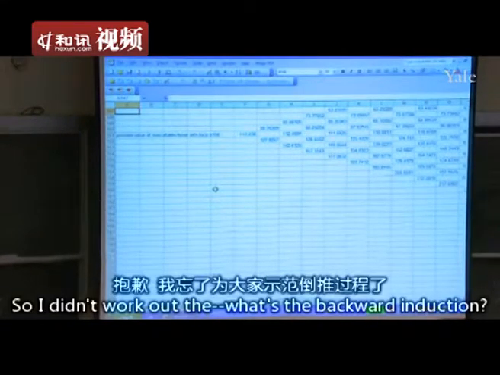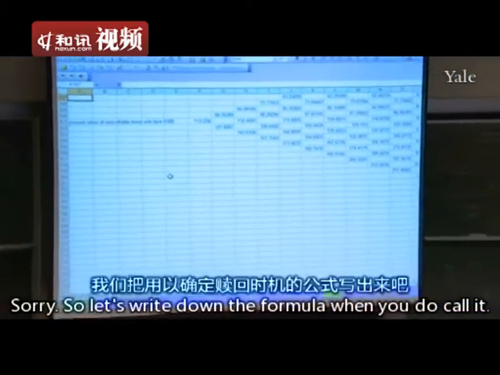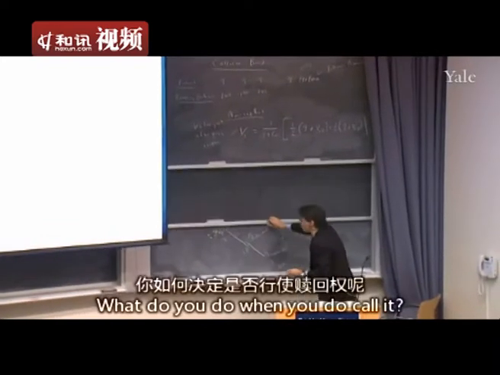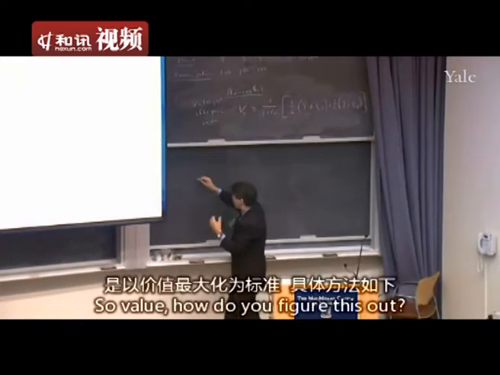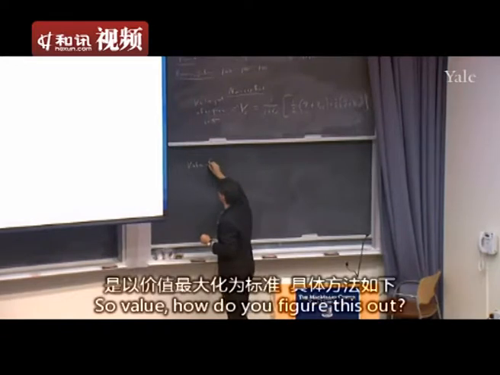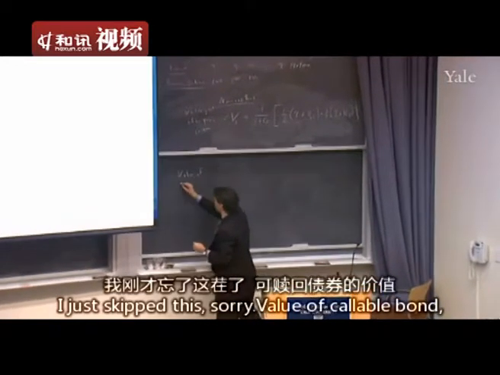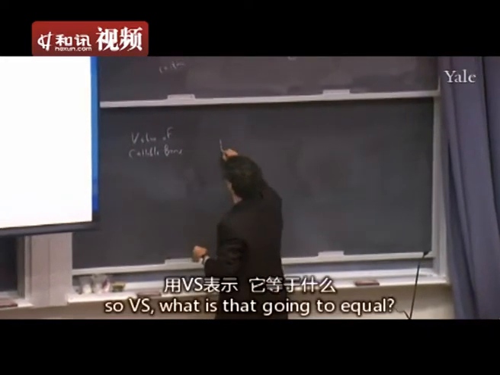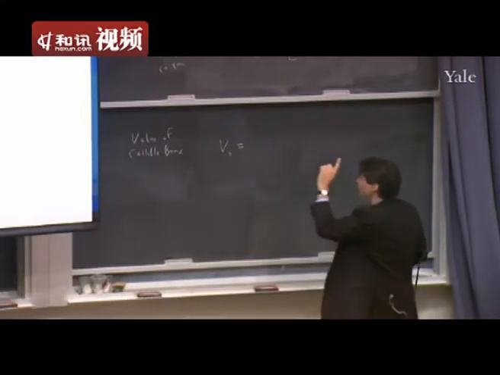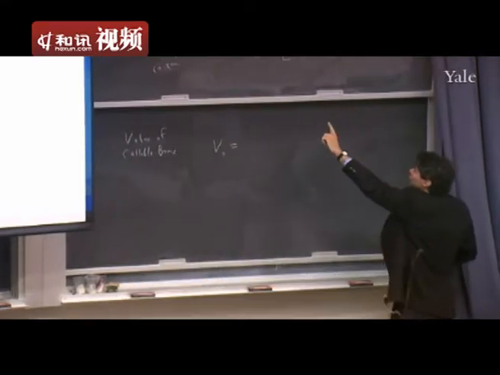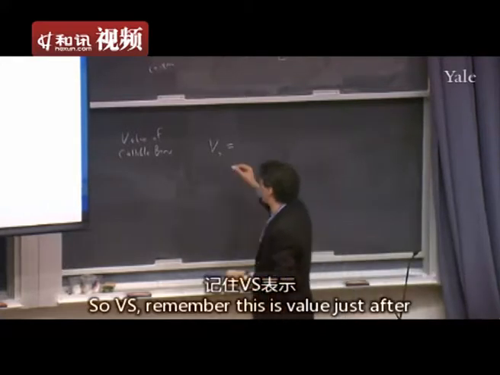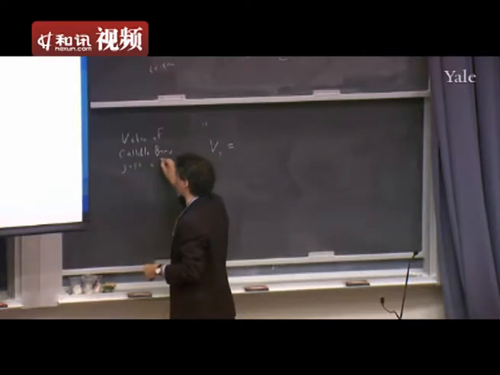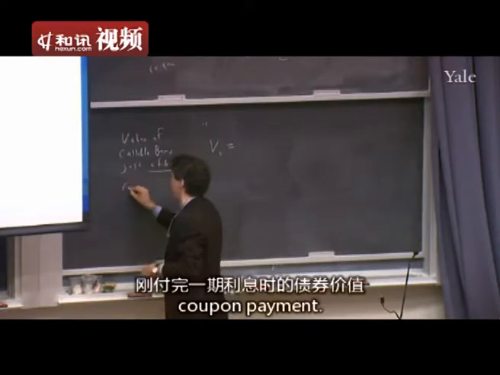Okay, so I didn't work out the backward induction. Oh, sorry. So let's write down the formula for when you do call it. How could I have forgotten to do that? So what do you do when you do call it? So how do you figure out the value of the callable bond? Okay, so VS, what is that going to equal? Now you've got an option. Remember, this is the value just after the coupon payment.